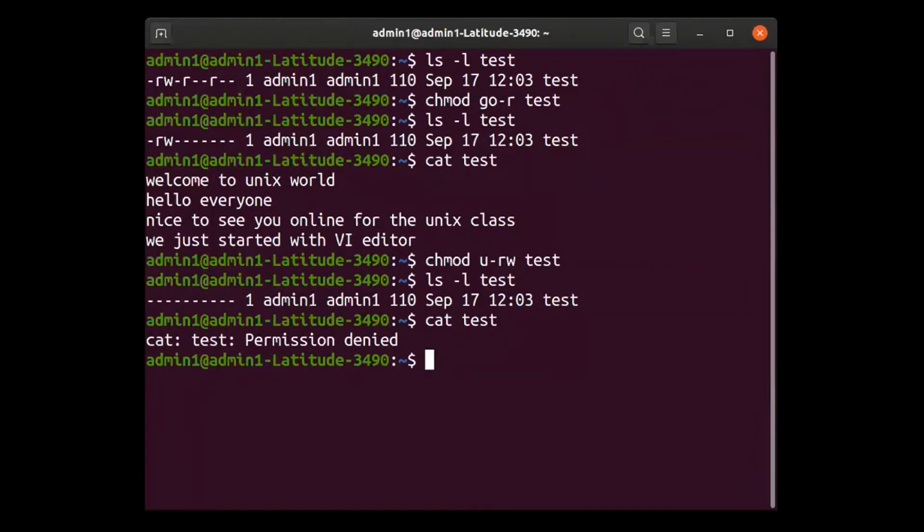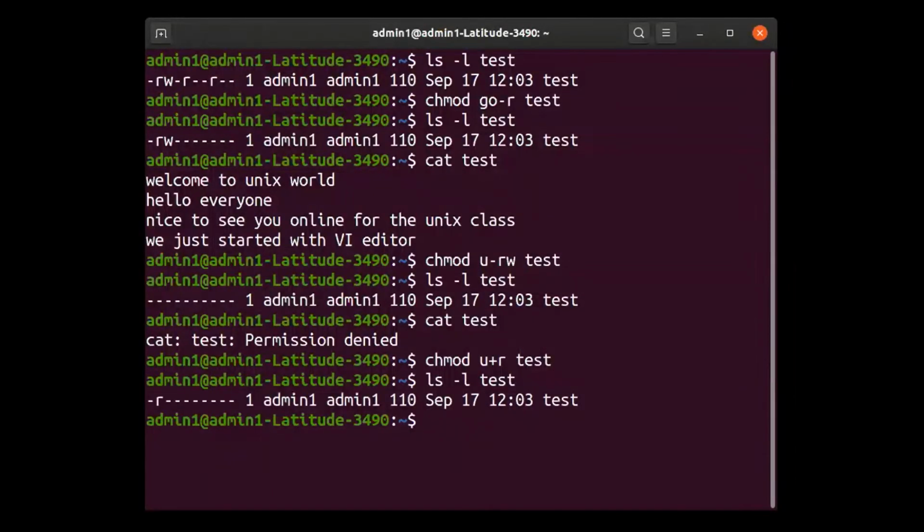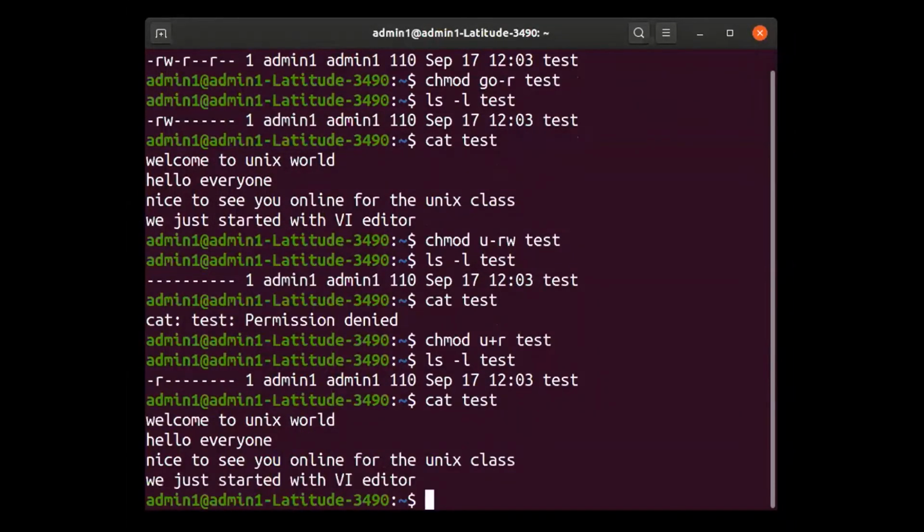Okay, but at the same time there's nothing to worry about because this file belongs to me, who created it, and I as the owner have removed the permission, and since I can remove the permission, I can also add the permission. So I will say chmod u plus r test. Got it? So plus means add the permission: add the read permission to the owner for the file test. And then I'll say ls minus l. You can see the presence of the character r. And now I'll say cat test. I can read the contents of the file.